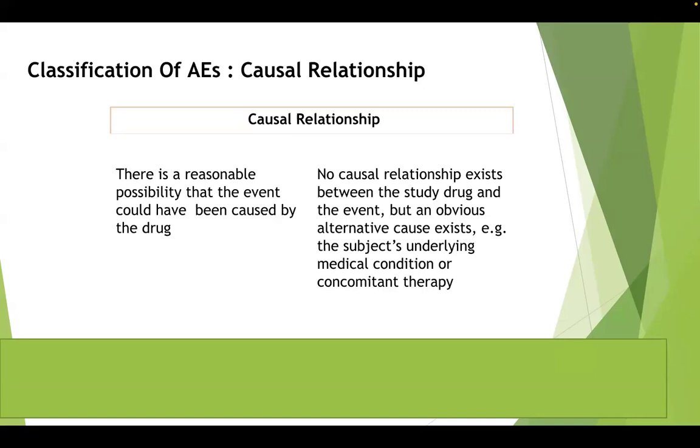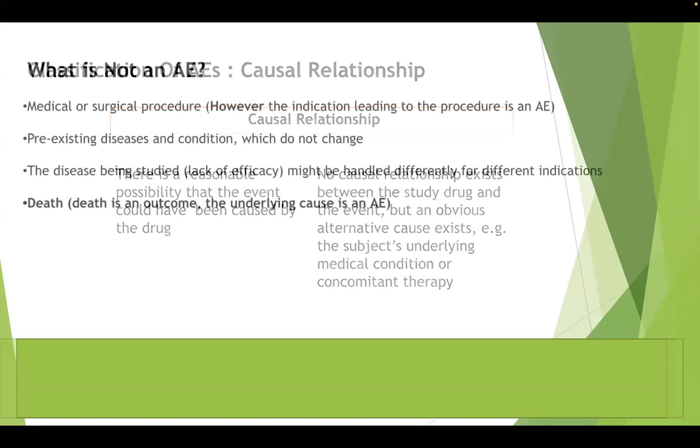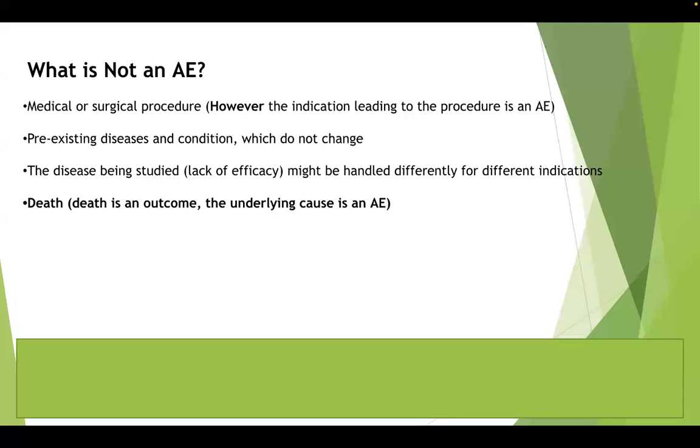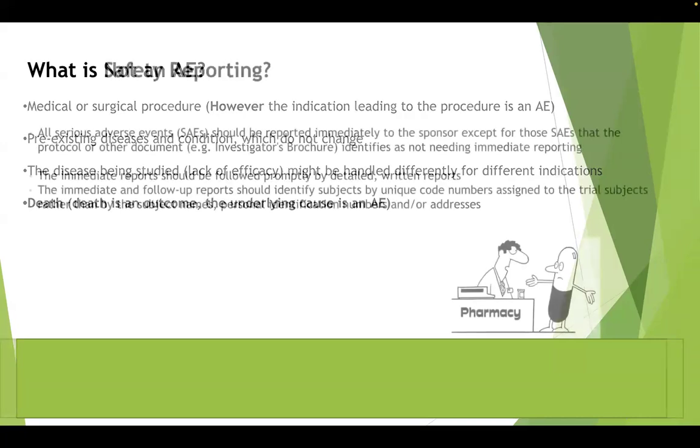So the causal relationship between the drug and the event is nothing but an adverse event. Sometimes there will be a relationship between the drug and the event. Sometimes there won't be any relationship between the drug and the event. So what is not an AE? Medical or surgical procedures are not called AE. Pre-existing disease, which does not change, is also not an AE.